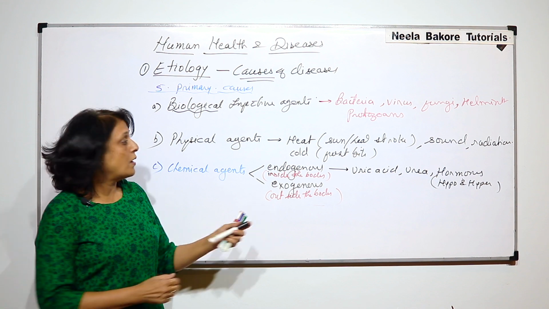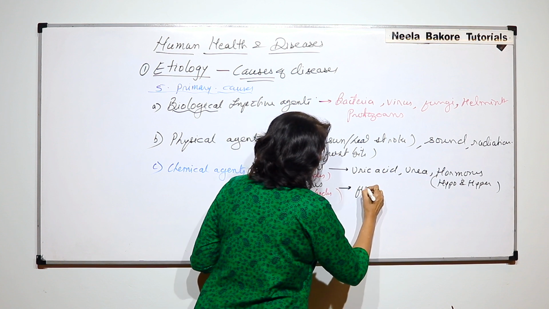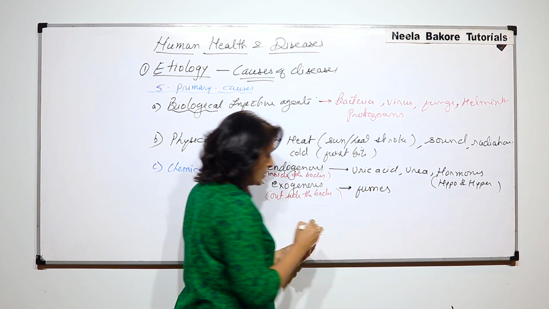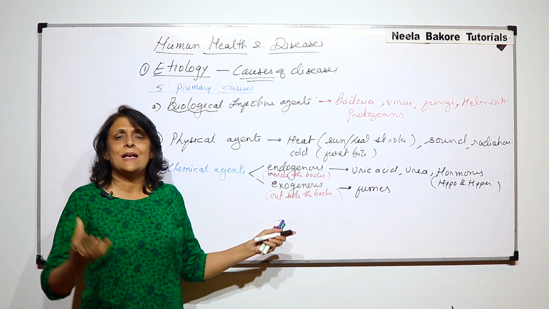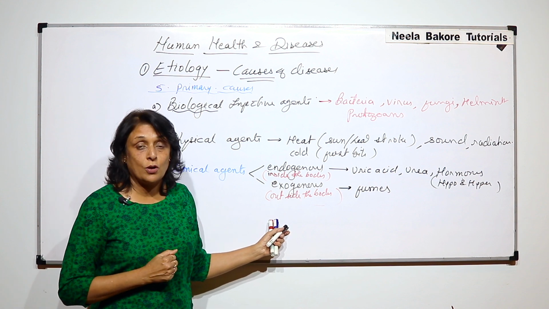Now, when you talk about outside chemicals, we can take some example like fumes. Now, sometimes there are some fumes, some gases which are produced, and they are responsible for causing disease.